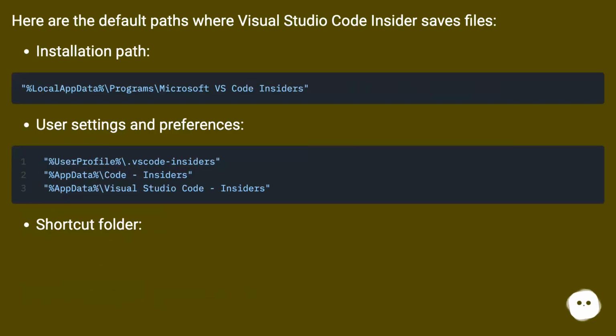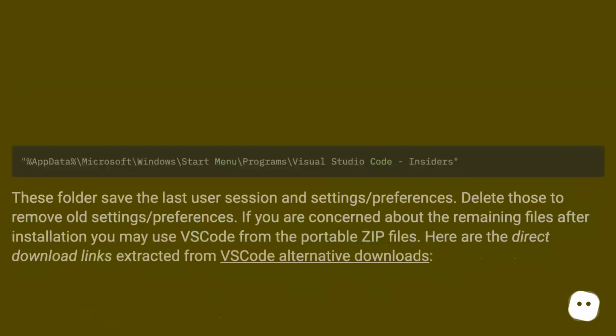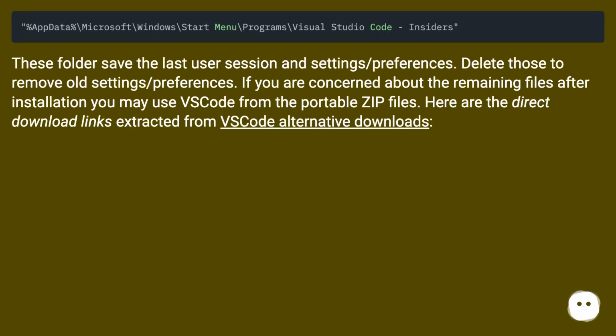Here are the default paths where Visual Studio Code Insiders saves files. Installation path. User settings and preferences. Shortcut folder. These folders save the last user session and settings/preferences. Delete those to remove old settings/preferences. If you are concerned about the remaining files after installation, you may use VSCode from the portable zip files. Here are the direct download links extracted from VSCode alternative downloads.